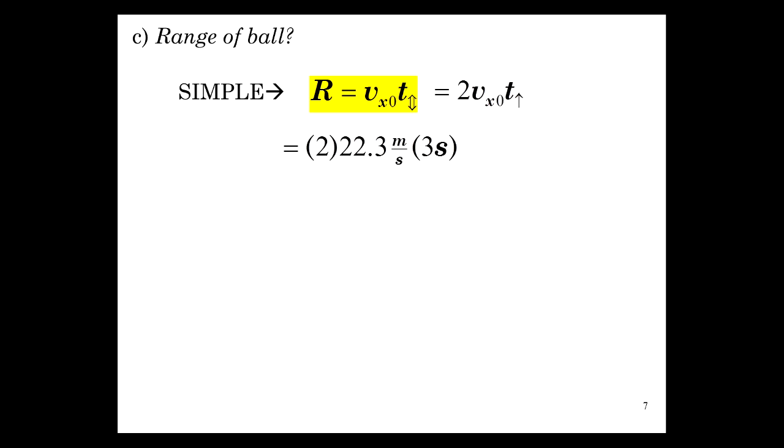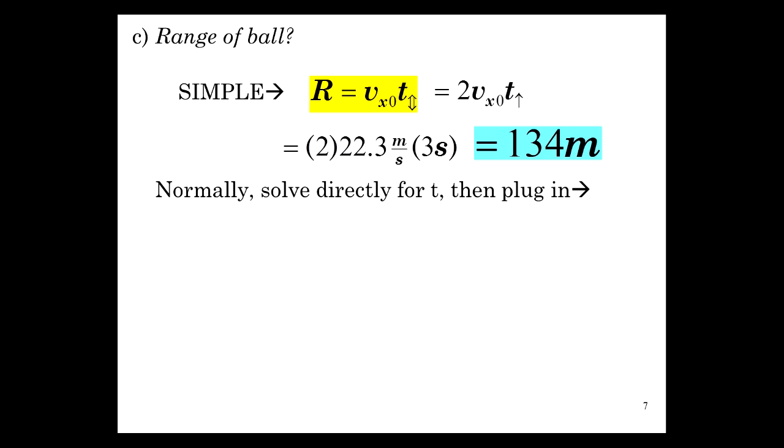Okay, the range of the ball, simple, always valid approach. Range is the time of flight times the horizontal velocity. Horizontal velocity is a constant. Time of flight to go up and down, denoted by this up-down arrow, is twice the time to go to the top of the flight, which we've already solved, right? So it's 2 times 22.3 times 3 seconds, 134 meters.